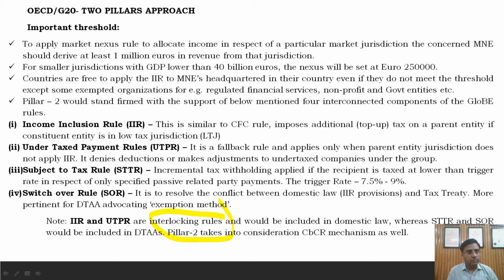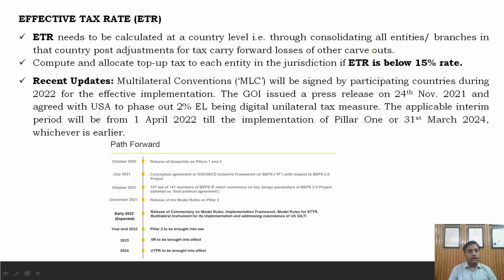So there is a minimum cap also. It says if your derived revenue is less than 1 million euro, then the global rule is not applicable. Even in respect of some middle and lower-class countries, they have taken a minimum threshold of 250,000 euro. So Pillar 2 would stand with the support of these 4 pillars: IRR, UTPR, STTR and SOR. So let us understand in depth.